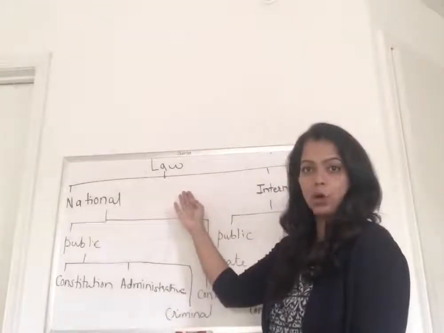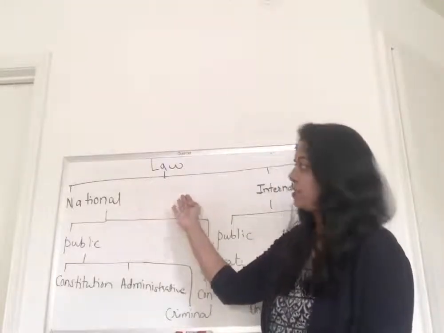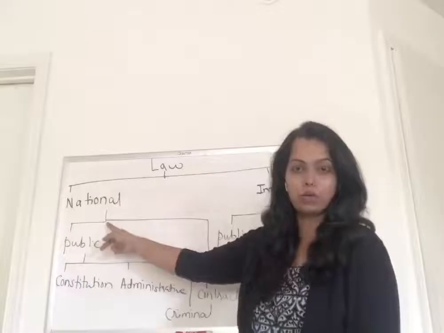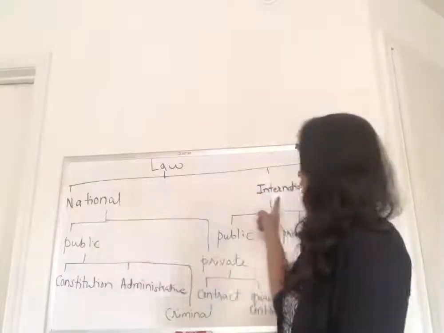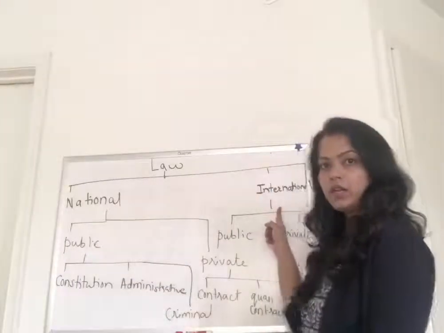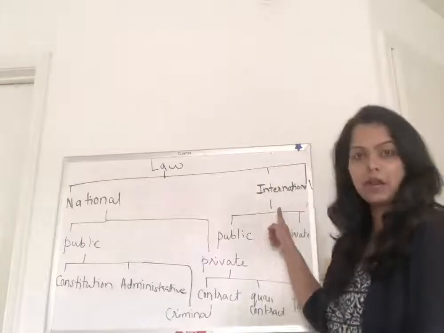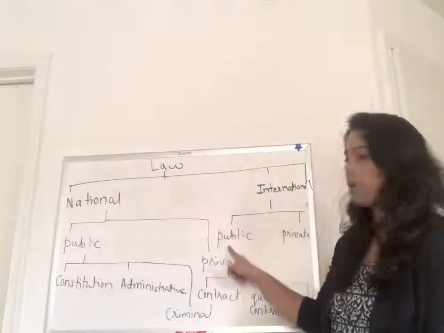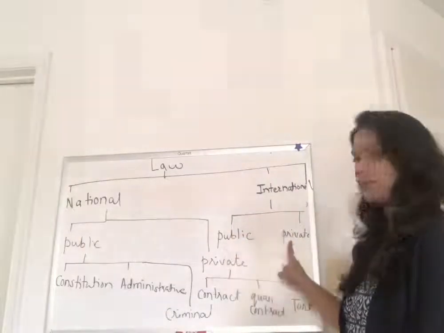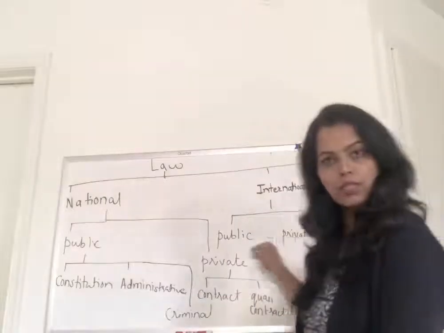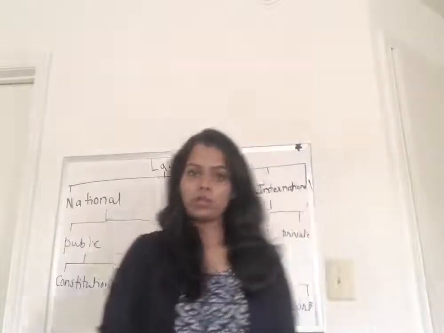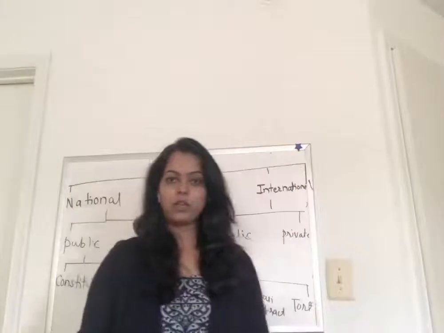Law is broadly divided into two categories: national law or municipal law, and then international law. International law is again divided into two categories: public international law and private international law. So what is the difference between public international law and private international law?